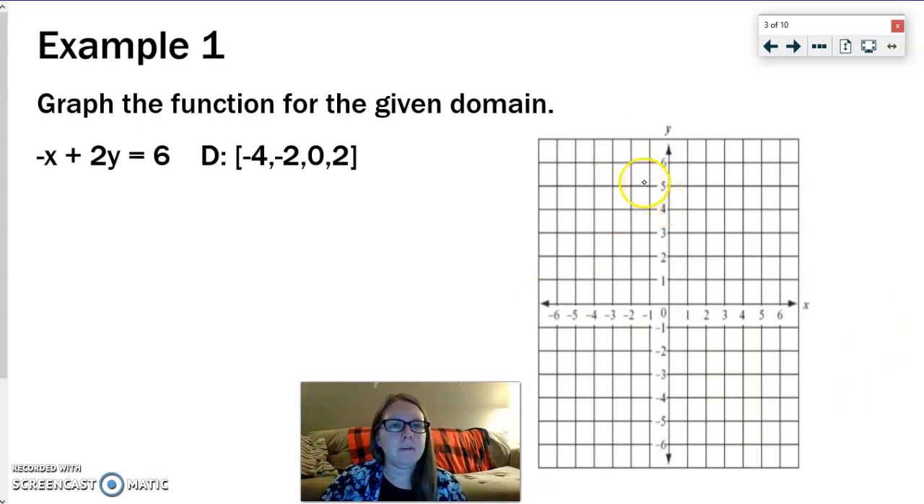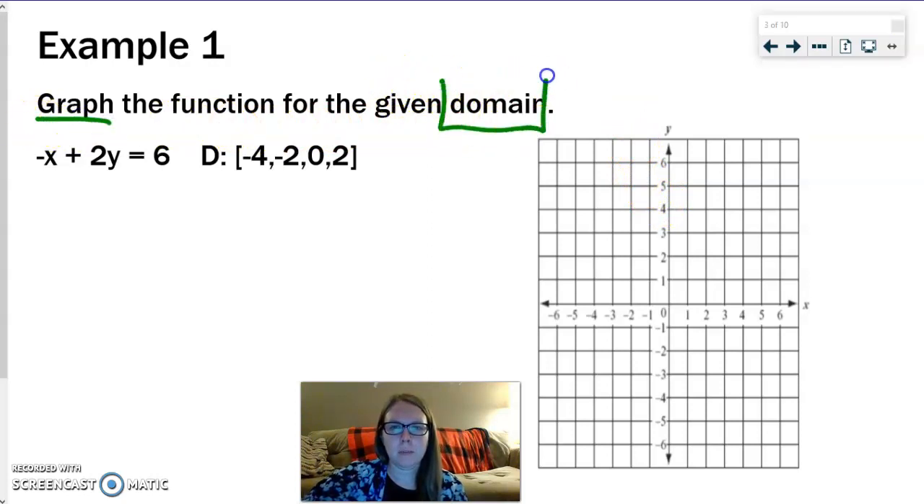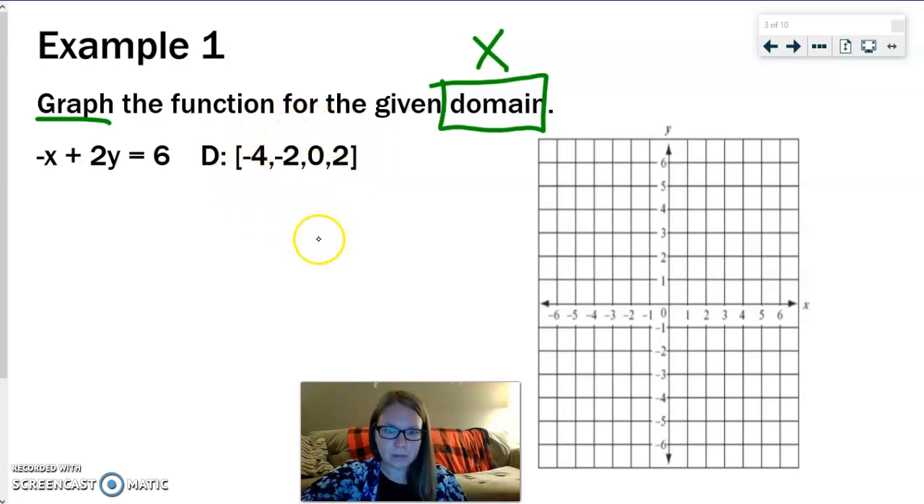So they say graph the function for the given domain. So we need to graph, and they give me the domain. Remember, my domain is the same as my x values. So they give me the equation negative x plus 2y equals 6, and here is the domain they want me to use. So one of the ways to graph functions, and what we're going to talk mostly about in this video, is making a table.